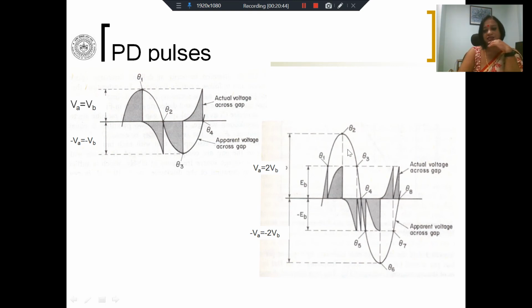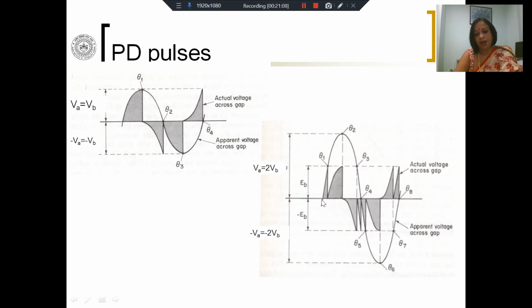Let us consider a second scenario where instead of considering VA to be equal to VB, we consider VA to be equal to twice VB. That means we have applied a voltage across the specimen such that the corresponding voltage across the void VA is twice the breakdown voltage. So what should be the scenario here?